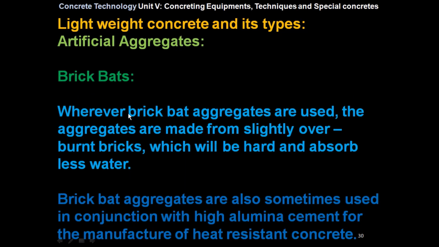Wherever brickbat aggregates are used, the aggregates are made from slightly overburnt bricks, which will be hard and absorb less water. Brickbat aggregates are also sometimes used in conjunction with high alumina cement for the manufacture of heat-resistant concrete.